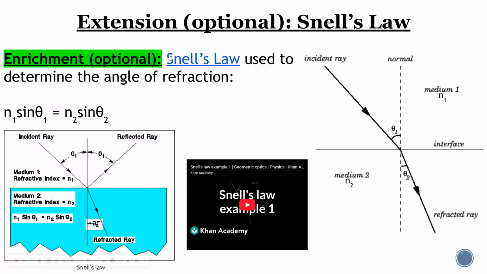This here is just an optional enrichment opportunity. You can watch a video about what's called Snell's law. Snell's law is essentially a mathematical way to determine the angle of refraction specifically. We're going to just predict the rough angle without actual numbers, but if you understand that well and you want to see how to use this formula, just watch this video quickly and you can do a few practice problems within the video to understand how to use Snell's law to find the angle of refraction, as long as you have the index of refraction for medium 1, medium 2, as well as the angle of incidence.